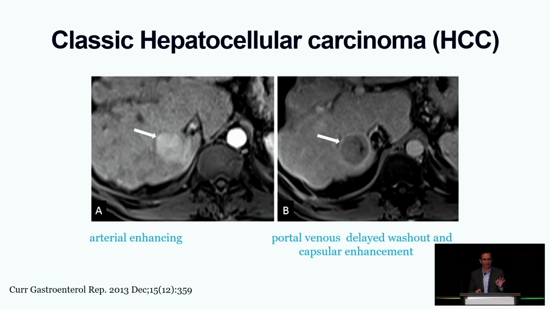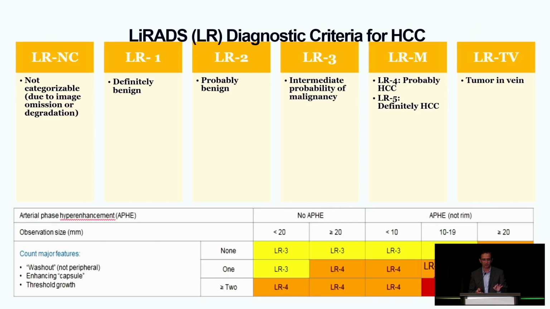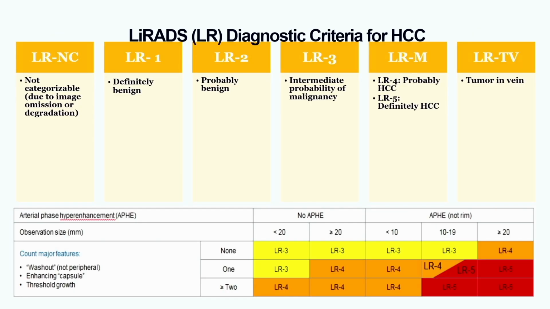So take those 3 classic things that I mentioned, add to them threshold growth, which means increasing over time, and that basically is your LI-RADS. They take those 4 criteria, cross-tab them. If you have more of them, you become more red. If you have less of them, you have less red. If you're really, really red, that's LI-RADS 4 or 5. Your likelihood of having hepatocellular carcinoma is really, really high.